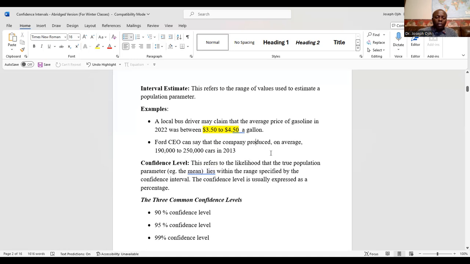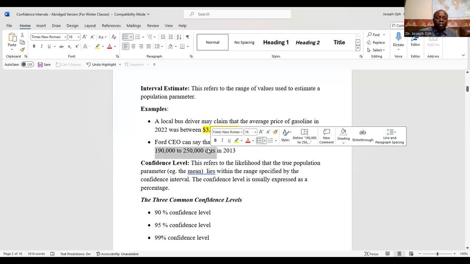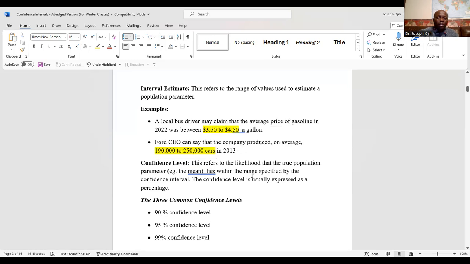Again, the same Ford CEO can say that the company produced on average 190,000 to 250,000 cars in 2013. Again, two numbers, the lower value and the upper value. So this is the type of interval we are looking at in this topic, the confidence interval.